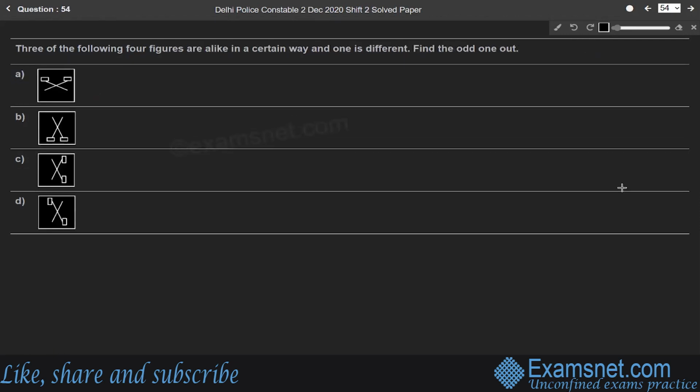Question 54. 3 of the following 4 figures are alike in a certain way and one is different. Find the odd one out. Here are 4 options. In option A, the boxes or the quadrilaterals are on the same side, right? In option B also the boxes are on the same side. In option C also boxes are on the same side, whereas in option D, boxes are not on the same side. That means one is on the upper left, another is on the lower right. Therefore, option D is the odd one.